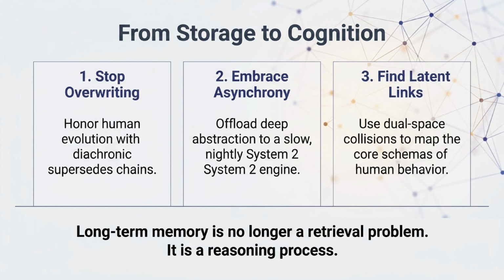In conclusion, the journey from basic storage to true cognition requires 3 fundamental steps. First, stop overriding. We must honor human evolution with diachronic supersedes chains. Second, embrace asynchrony, offload deep abstraction to a slow, nightly System 2 engine. And third, find latent links, use dual space collisions to map the core schemas of human behavior. Long-term memory is no longer a retrieval problem. It is a reasoning process.